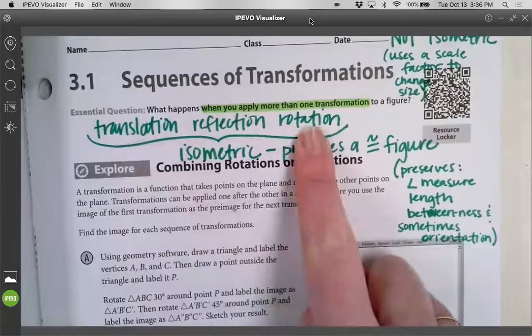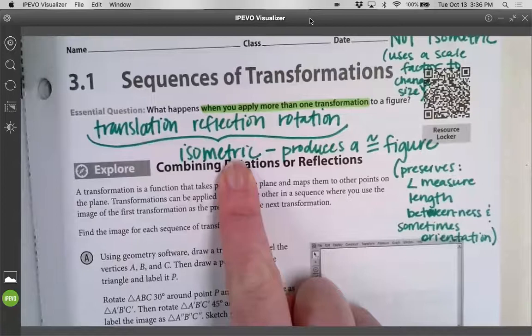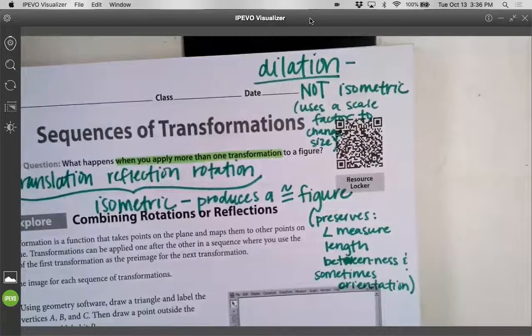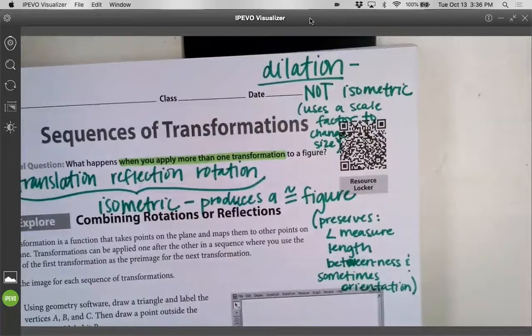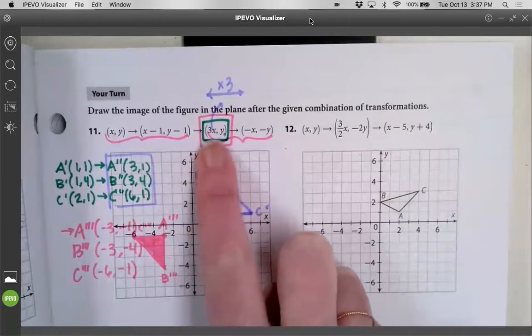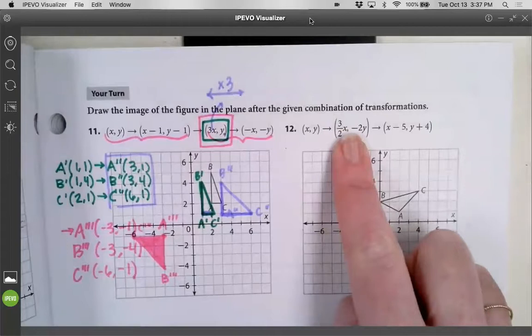Others are not. Some of them are named, like a dilation, which is where you multiply both the X and the Y by a common scale factor. But others, they just don't have names. They're not isometric, but they're not dilations either. They're just kind of in that bigger category of transformations or things that change a shape. Some examples would be this one, where you multiply, but not by the same number. Or maybe you only multiply one coordinate and not both. These would be examples of non-rigid motions. They are not isometric. They do not produce congruent figures, but they also don't have a name.